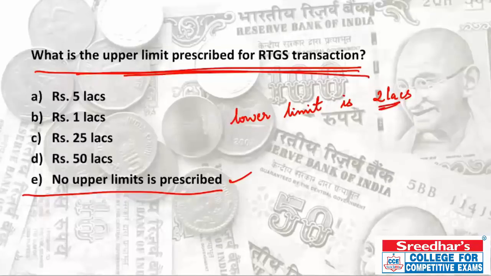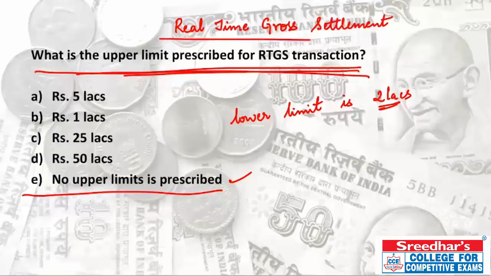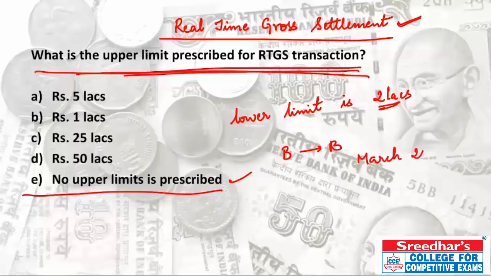What is RTGS? This is a very basic question. We have been reading in the banking awareness from long. RTGS means real-time gross settlement. RTGS is used for high-value interbank fund transfers. From one bank to the other, for large amounts, RTGS is the method which we use to transfer the amount. In India, RTGS was implemented from March 26th, 2004.